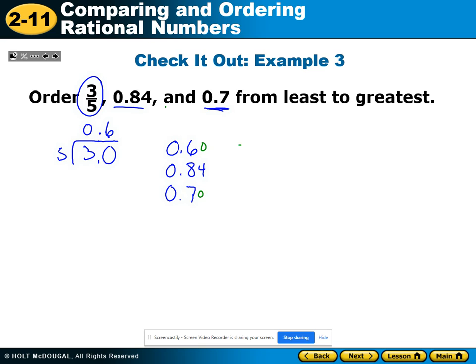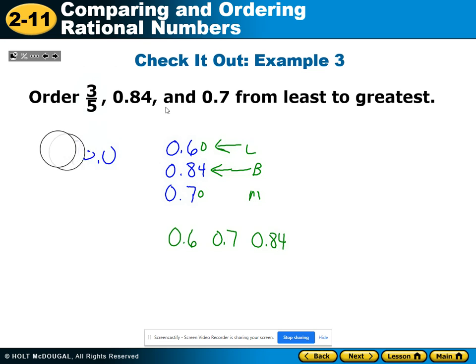I like to have my placeholders so I can compare them like numbers. Oh, 60, that's the smallest one. Least. 84, that is the biggest one. And 70, if you just see that, that's the middle one. So 0.6, 0.7, 0.84. That will be our order. Let's see if they agree and put it the same way.